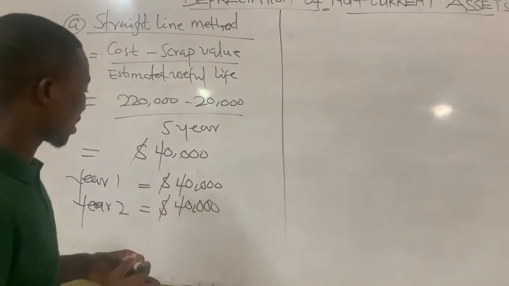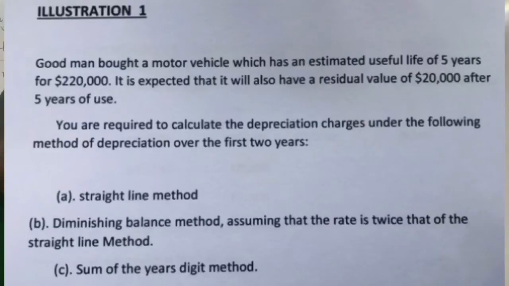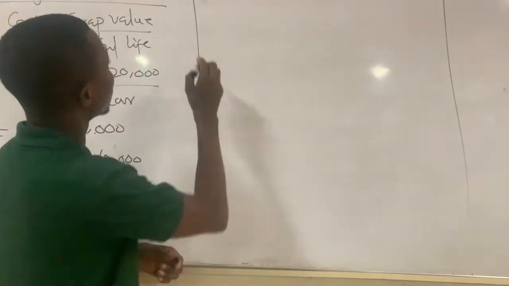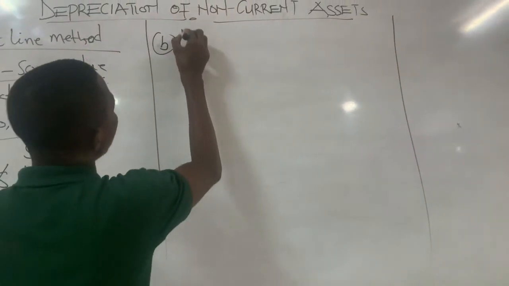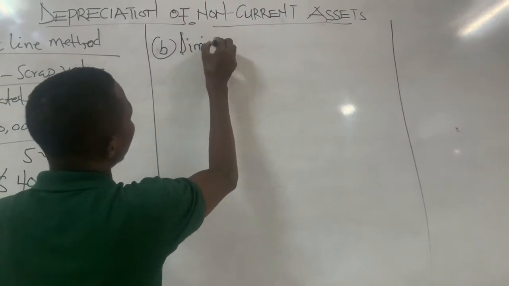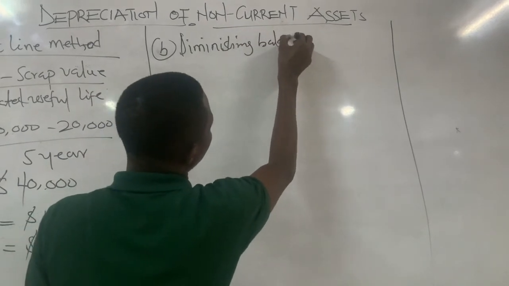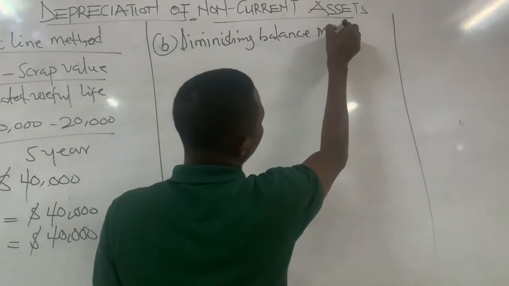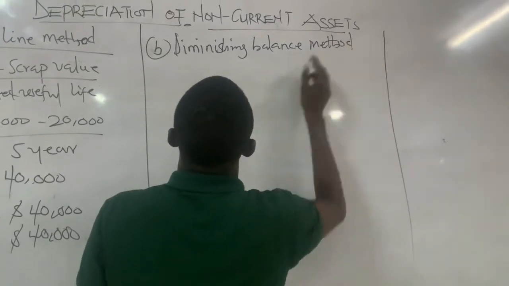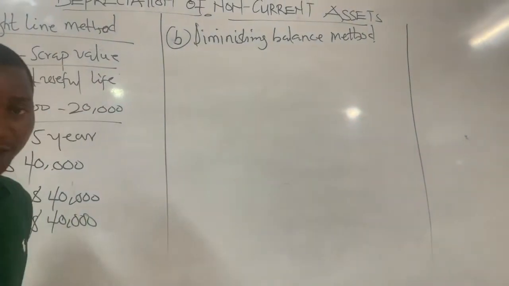So let's also look at the B part, which is saying that we should calculate depreciation using the diminishing balance method, assuming that the rate is twice that of the straight line method. You have to take note, assuming that the rate is twice that of the straight line method. So for the B part, we have to calculate the diminishing balance method. Is that okay? The diminishing balance method.